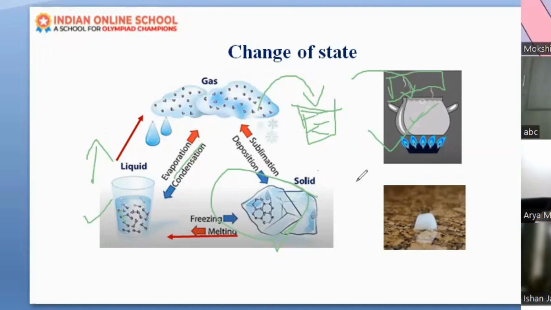Now I want one example from your side. One example of condensation and evaporation, before going ahead with sublimation. Yes, Ishan dear, you can speak. The formation of clouds. Yes, formation of cloud is an example of what? Condensation.